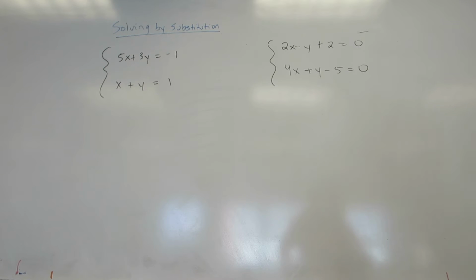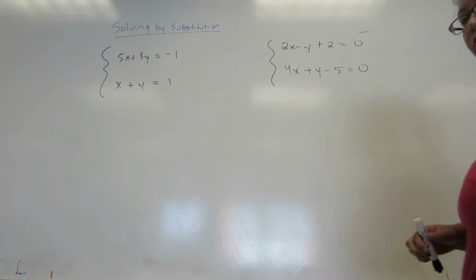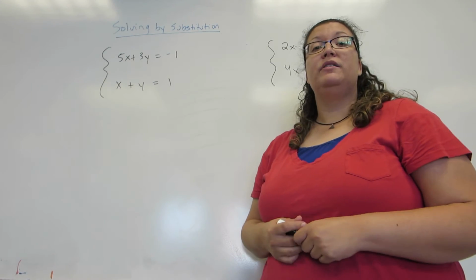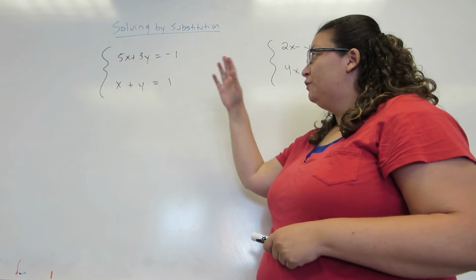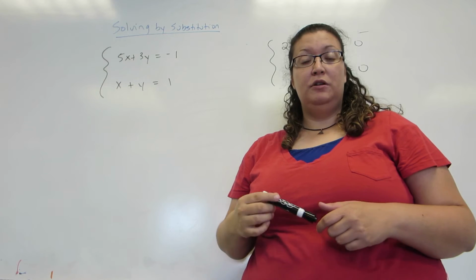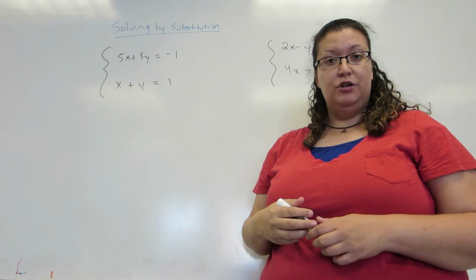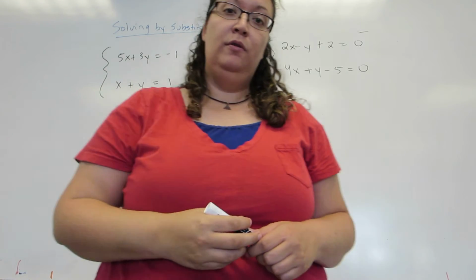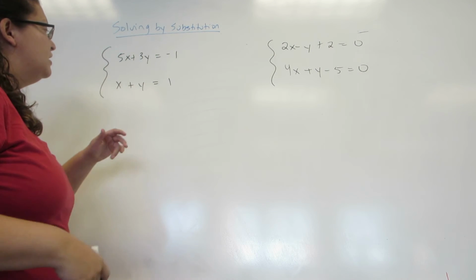Okay, we're going to learn our second method of solving system of equations, and this is called solving by substitution. So the first step to solving a system by substitution is picking one of the equations and solving it for a variable. Usually we like to pick the equation that's easiest to solve.